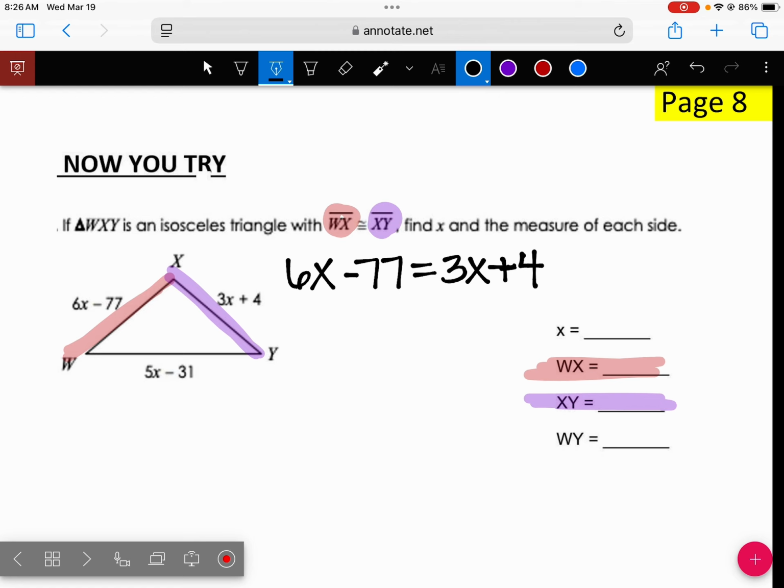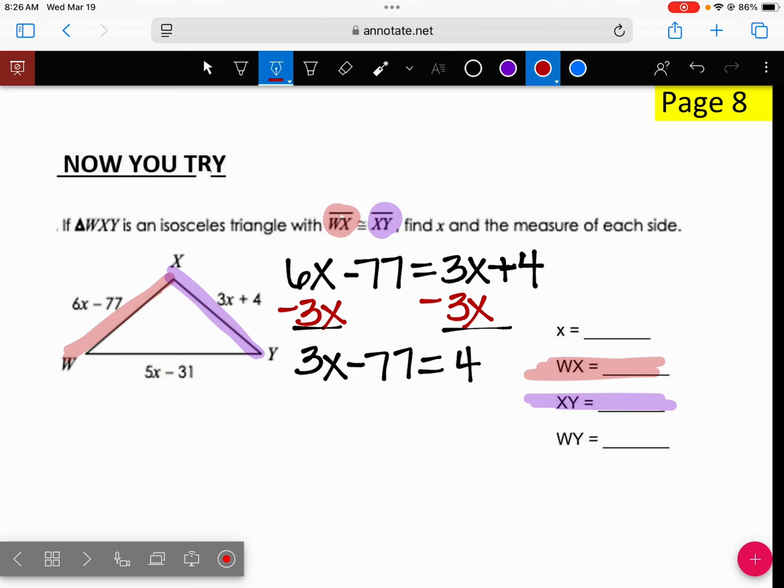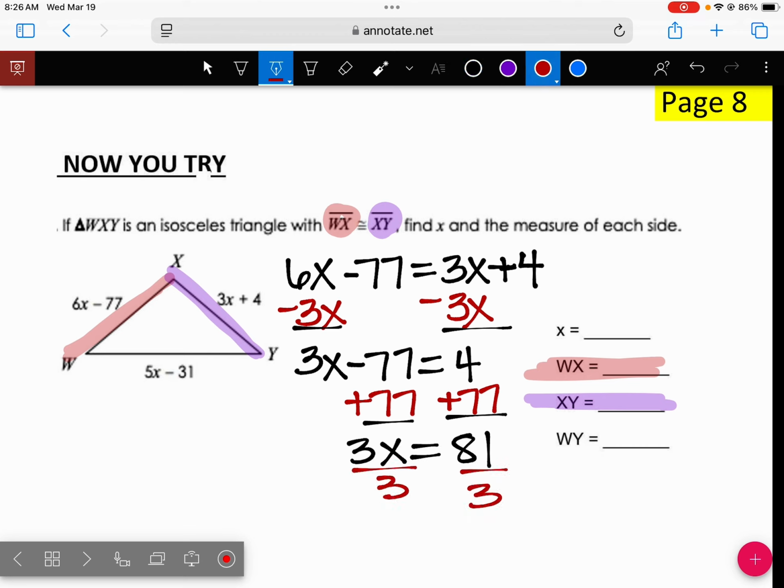What did you all get for x? Isaiah? 27. Anyone else get 27? Oh, good. Let's go ahead and verify it. So we're subtracting the 3x. And then we're adding 77. And when you divide both sides by 3, we do get x equals 27.